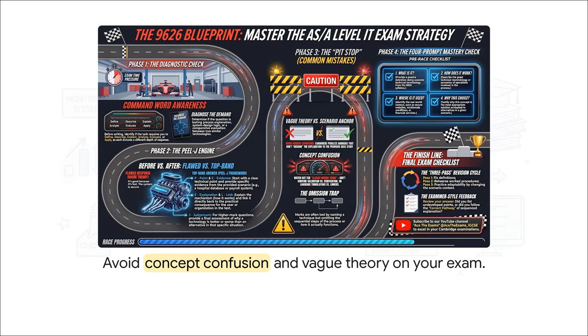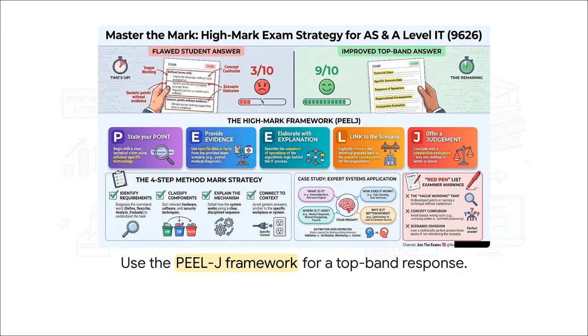Also, watch out for the common pitfalls. The big ones are concept confusion, like accidentally mixing up our monitoring and control definitions, and vague theory, which is when you write a generic textbook answer that completely ignores the specific scenario the question actually gave you. So how do we actually cure vague theory? We use the PLJ framework. A weak 3 out of 10 answer is just generic and imprecise. But to build a top band 9 out of 10 response, here is your cheat code.